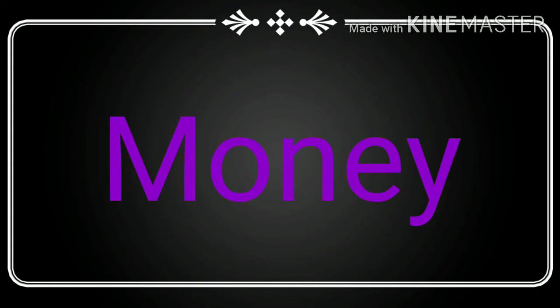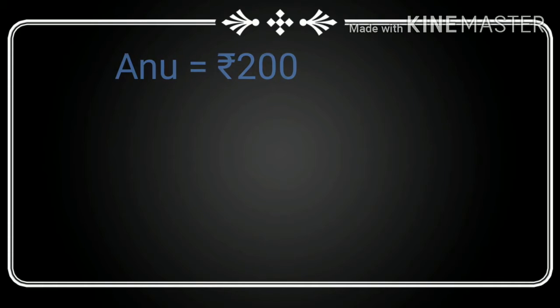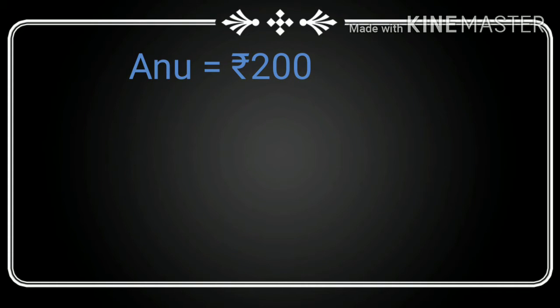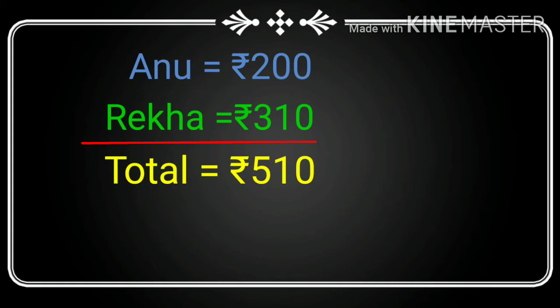Okay children, in this video we are going to learn about adding and subtracting money, and purchase and billing. Anu has 200 rupees and Rekha has 310 rupees. How much money do they have altogether? Anu has 200 rupees, Rekha has 310 rupees. So the total with them is 510 rupees. Just addition.